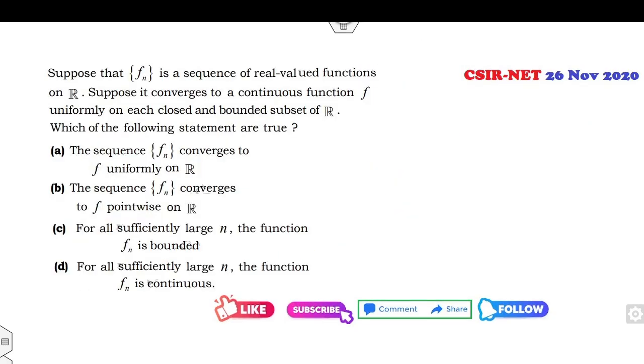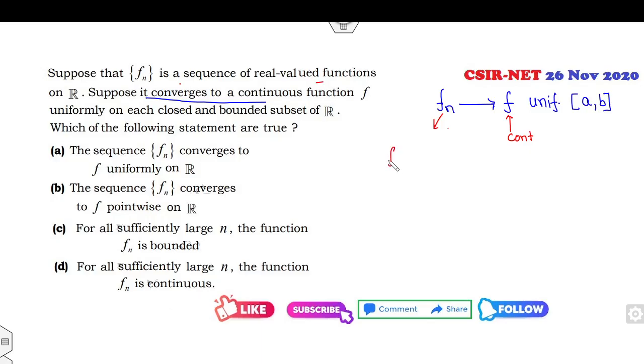Okay, let Fn be a sequence of real valued functions. Suppose it converges to the continuous function f uniformly. It is given to you already that it converges uniformly on the closed and bounded interval. It is not given to you that the sequence is continuous, so it may be continuous or not. Which of the following statements are correct?